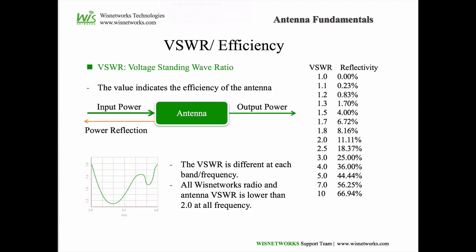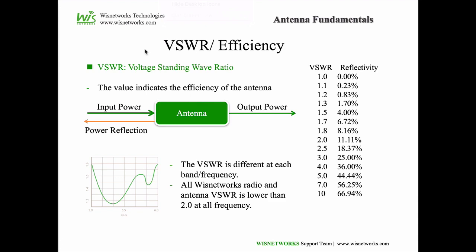Another parameter of the antenna is the VSWR. It is also used to evaluate the efficiency of the antenna. You can see in this diagram how the antenna works. If we input some radio power to the antenna, we must have some output power through the antenna. But there would also be some power reflection back to the radio. So the best antenna can make all the input power into output, but that is only theoretical.